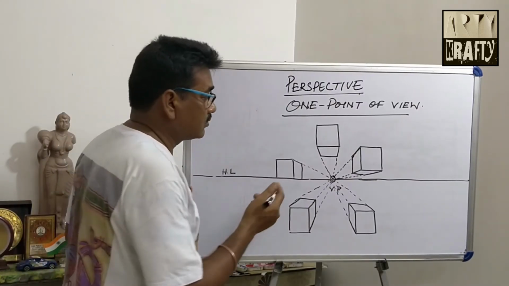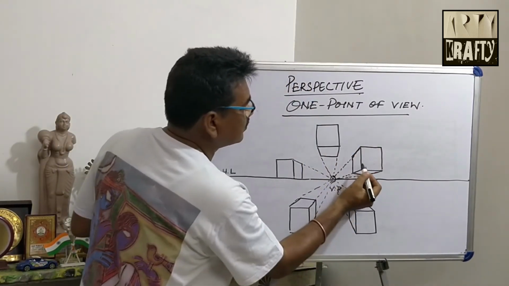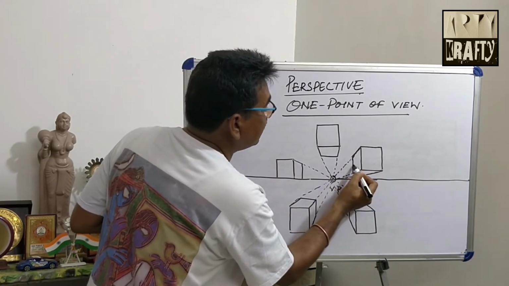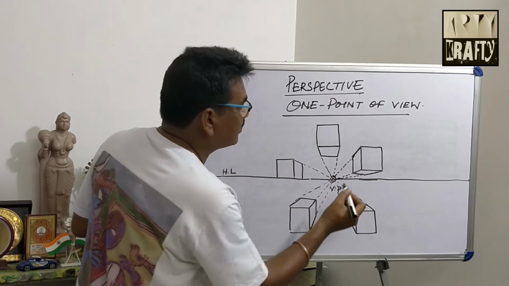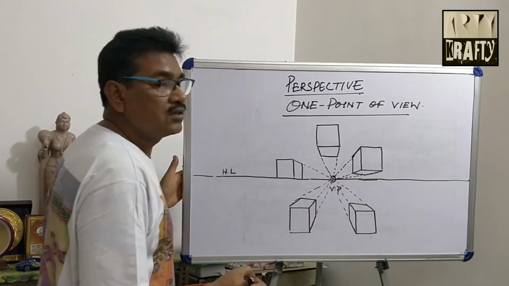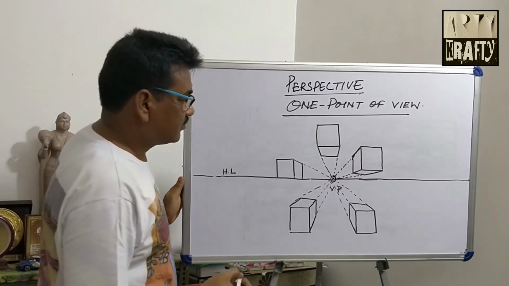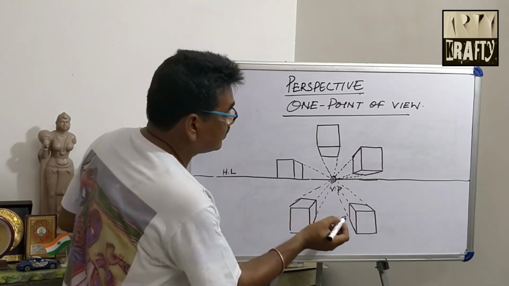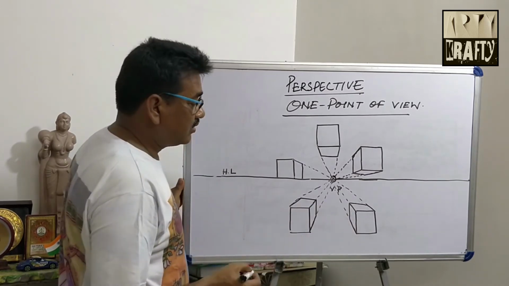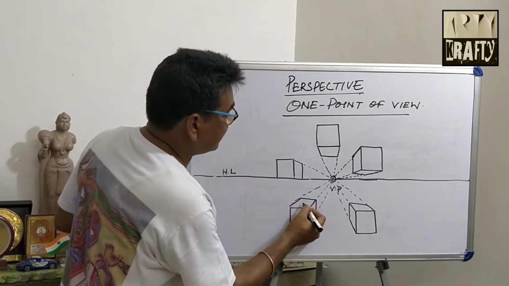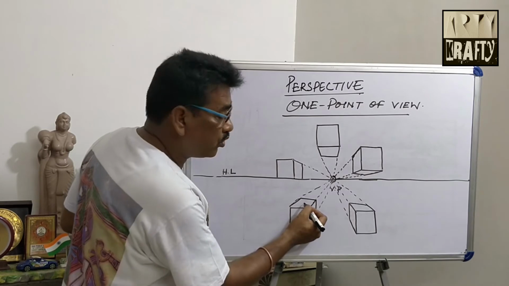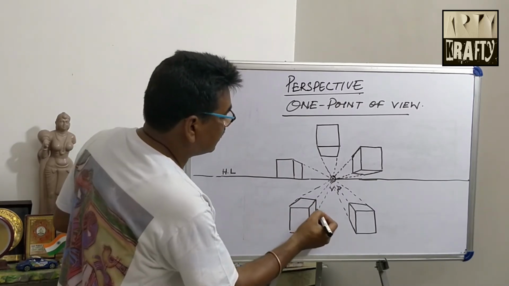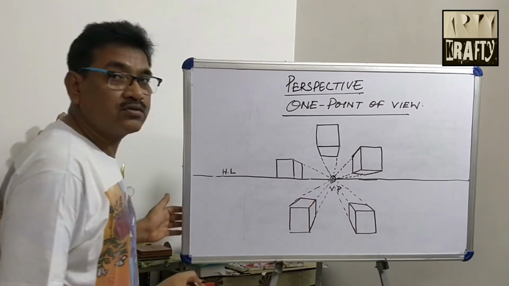Understood? Here, while drawing the lines, these two lines will be parallel to each other. These two lines will be parallel to each other. Here also, these two lines are parallel. These two lines are parallel. Again, in the case of this lower box, these two lines are parallel to each other, and these two lines are also parallel.